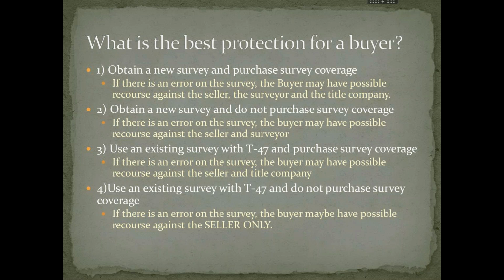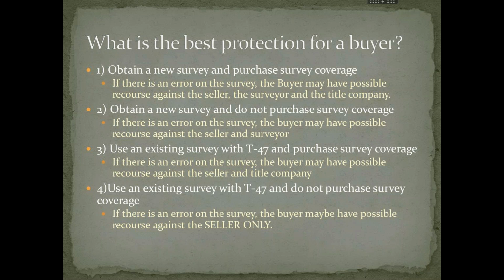So generally, the most common question I get from real estate agents and loan officers and even title insurance professionals is really what's the best protection for a buyer when it comes to survey coverage. So I'm going to go over these here. The first and best option is to obtain a new survey and purchase survey coverage, because that way, if there is anything wrong with the survey, the buyer could come after the seller, the surveyor, and the title company, right? They have 3 different opportunities to recover any potential loss that they might have incurred due to the results of there being an error on the survey, right?